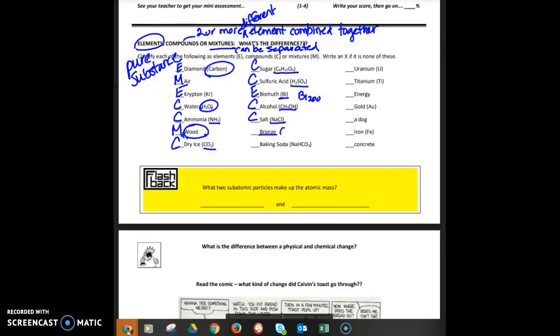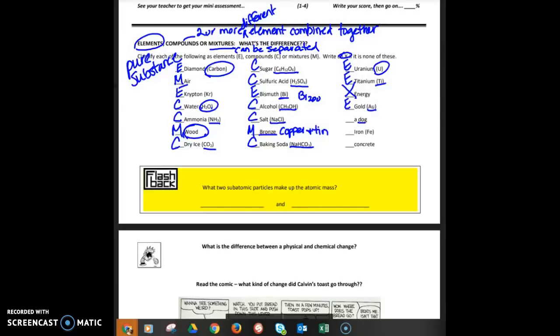Bronze, this is a mixture of copper and tin. Stronger than copper, stronger than tin, combined together, they are quite a bit stronger. That is a mixture. Baking soda, two or more elements combined together. Uranium, it is just a U, so that is a pure substance, an element. Titanium, just Ti, element. Energy does not fall within any of these, so we're going to put an X, which is, if it's X, none of these. Gold is an element. You'll find it on the periodic table of elements.